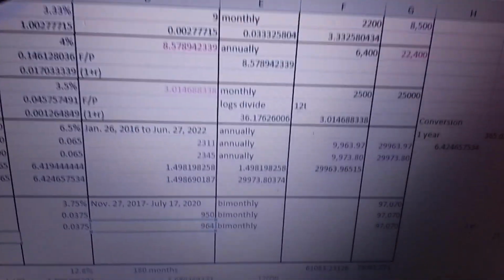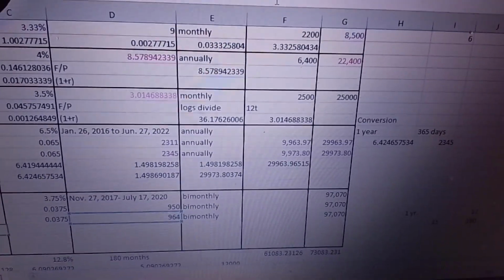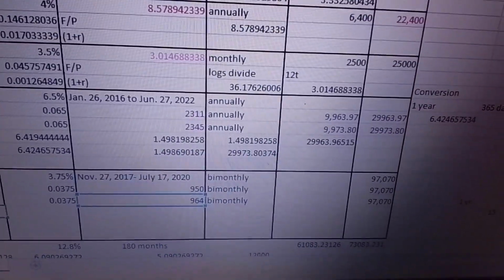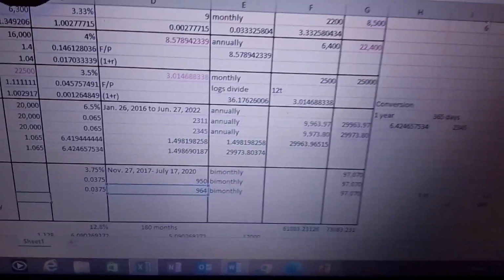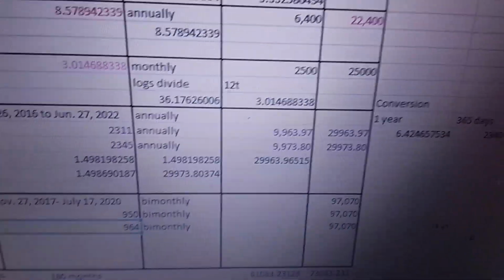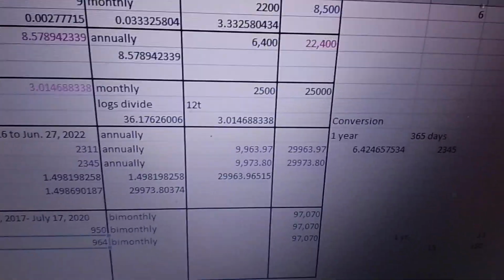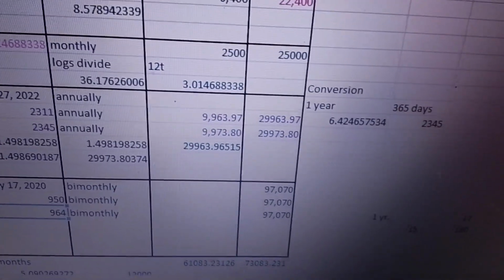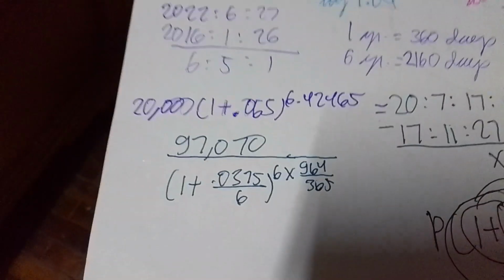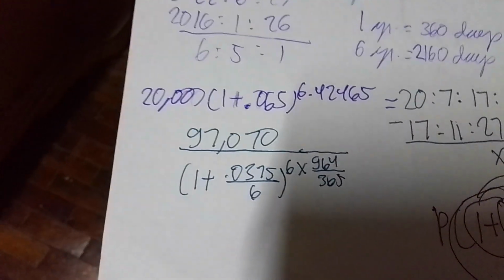First, I did 6 times 964, all divided by 365. Because remember, our time period is bi-monthly, and I need to convert the time unit. In this example, I need to get the exponent. If I were to write it, it will go like this. Let me write it for you. There, that is our formula.